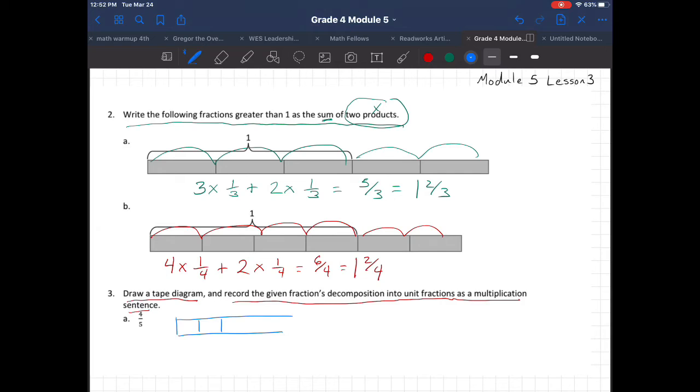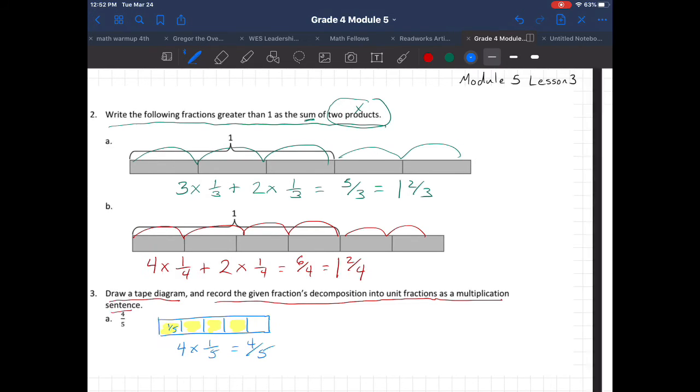So I need fifths. 1, 2, 3, 4, 5. And we are only shading 4 of the 5. 1, 2, 3, 4. And we are writing a multiplication sentence to describe these unit fractions. So I've got all these 1/5. Looks like I've got 4 of these 1/5. So 4 times 1/5 equals 4/5. Simple as that.